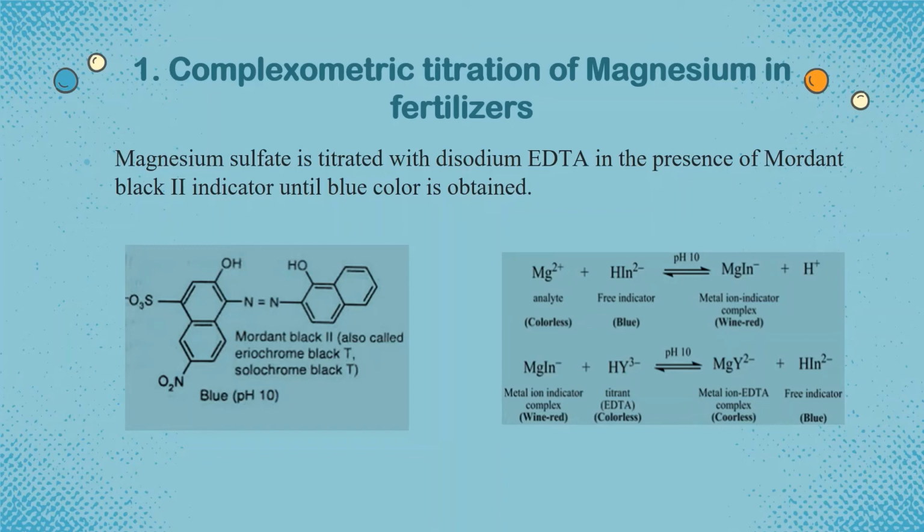Magnesium sulfate is titrated with disodium EDTA in the presence of Mordant Black 2 indicator, which is basically Eriochrome Black T indicator, which we have already discussed and seen the structure of. This is the same one, until blue color is obtained. So this is how this reaction works. Magnesium, which is the analyte, reacts with the indicator, which is blue, magnesium being colorless. When these two react, they form a metal ion indicator complex, which is wine red. The pH maintained is 10. Now this metal ion indicator complex is titrated with excess EDTA, which is colorless. This wine red complex, on being titrated with EDTA, forms a metal ion EDTA complex, which is again colorless.